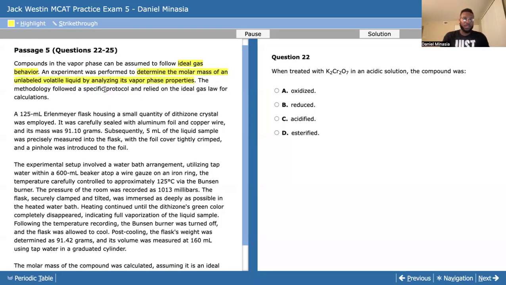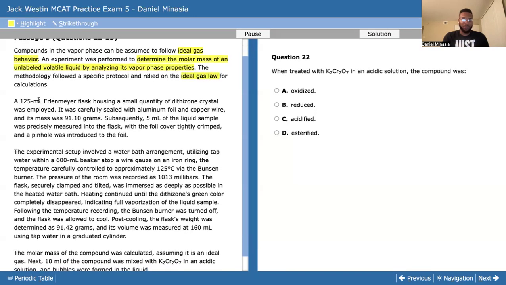The methodology followed a specific protocol and relied on the ideal gas law, which I just mentioned, for calculations. For those of us who don't know, the ideal gas law is one of the most high-yield equations that you have to know for the MCAT. The ideal gas law is simply PV equals nRT. It's so simple that even I still remember it, even though I took my MCAT over 6 years ago.